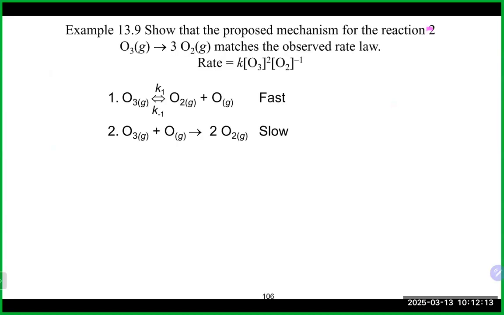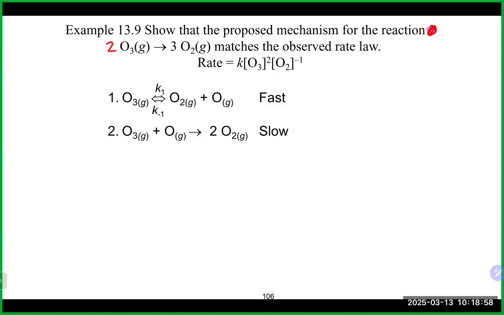All right. So here we want to show if the proposed mechanism for this reaction matches the observed rate law. The 2's up here, so I'll just move the 2 down here. There we go. All right, so that's our overall reaction. That's the experimentally found rate law. That's the proposed mechanism. Show that it matches or does not match. Is this sort of a good or bad mechanism? So take a few moments, see what you come up with.